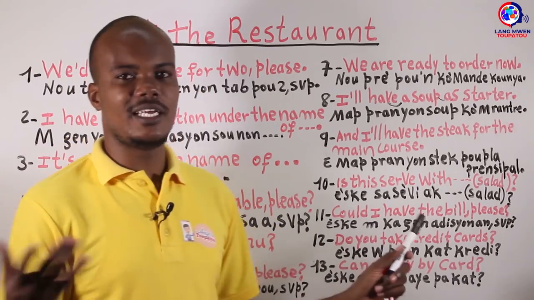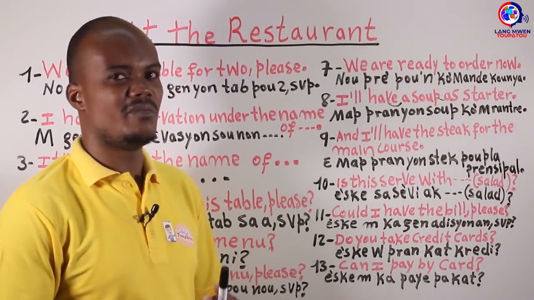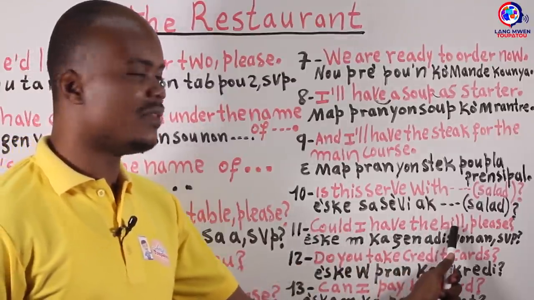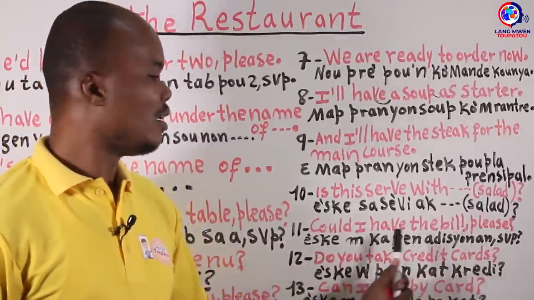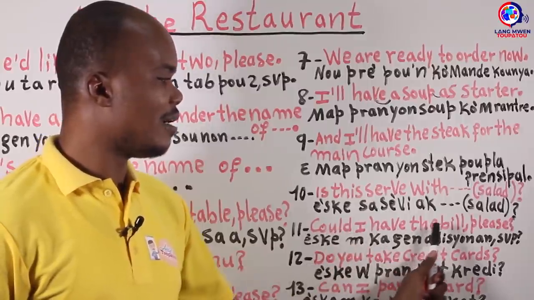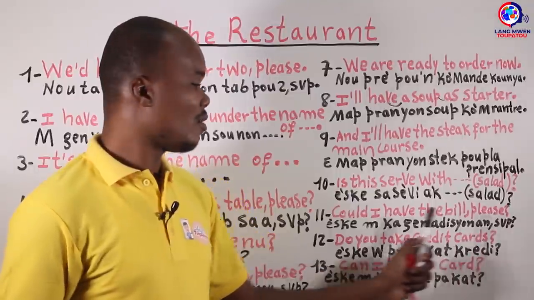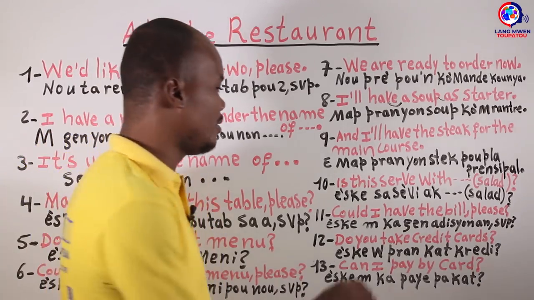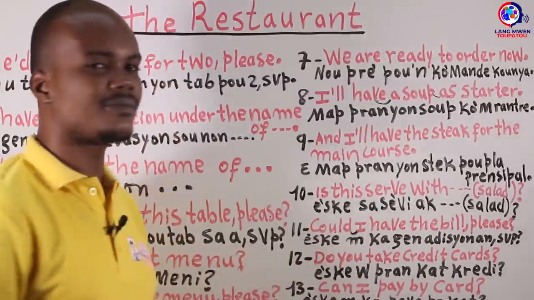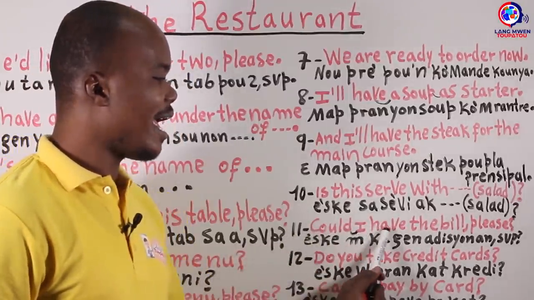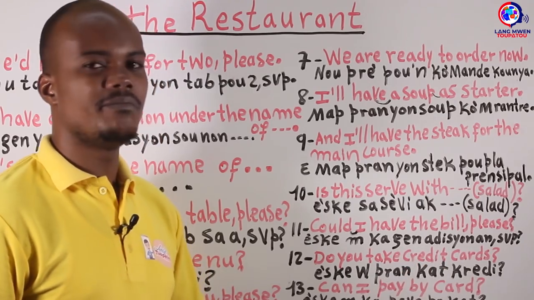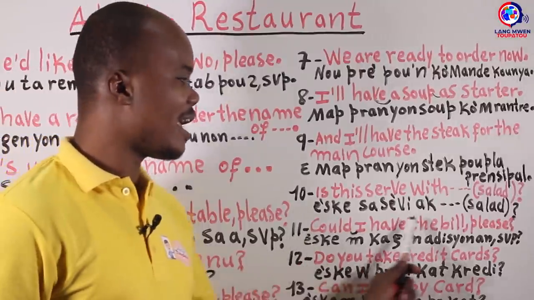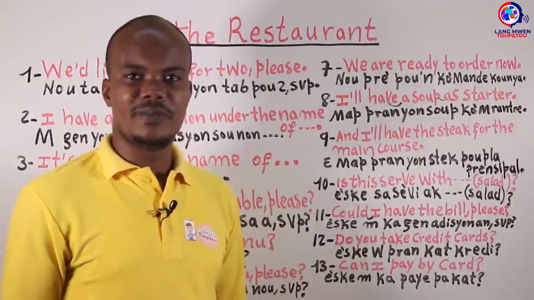In English, to say that politely, you say: could I have the bill, please? It's pronounced like bill. Bill. Could I have the bill, please? Because there's a link in here, a liaison. Could I have the bill, please? Could I have the bill, please, sir?